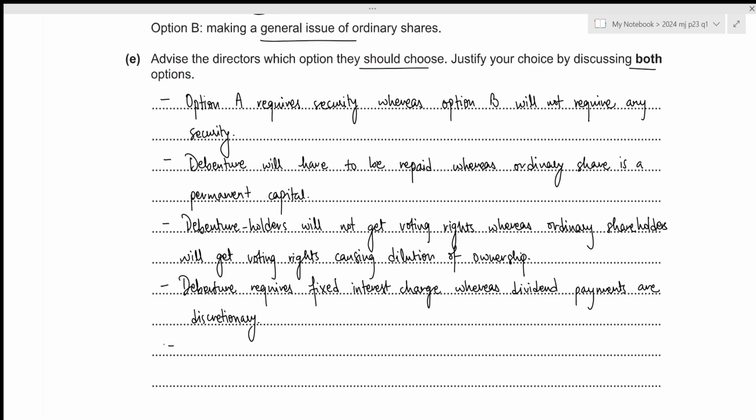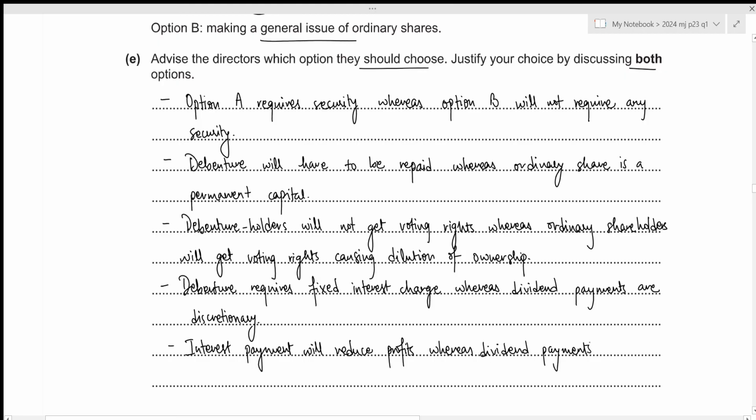Then the next thing we can say is that interest payments will reduce profit, whereas dividend payments will have no effect on profits. So interest payment will reduce profits, whereas dividend payments will have no effect on profit.